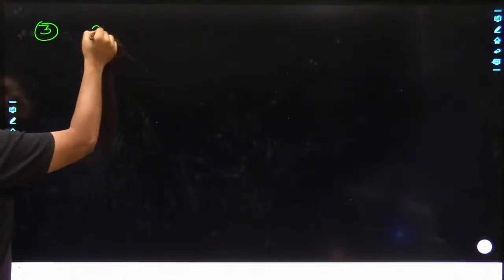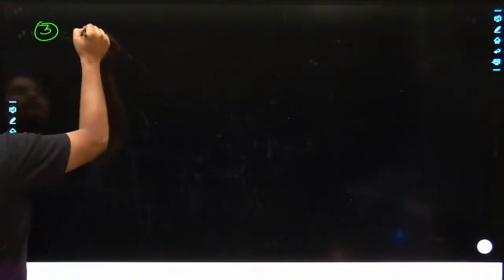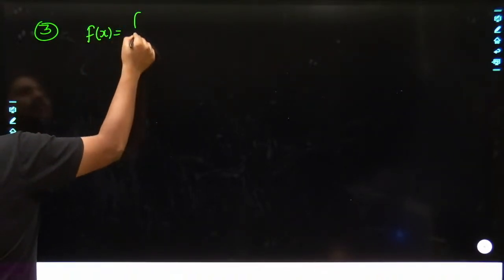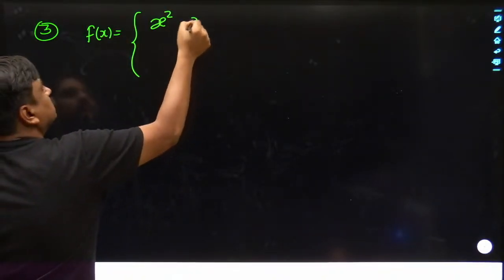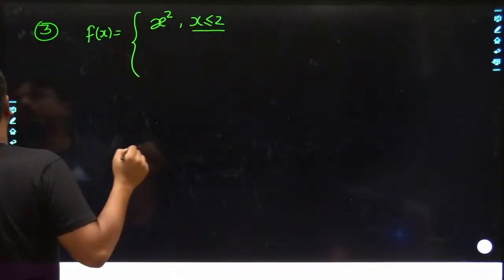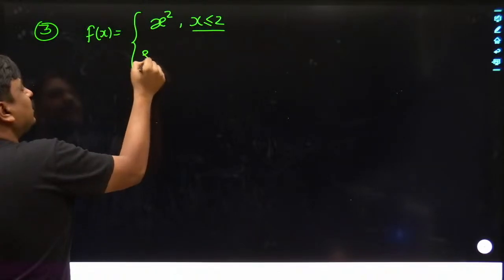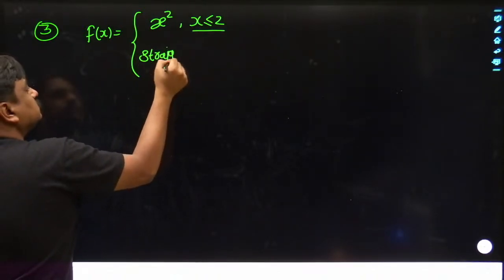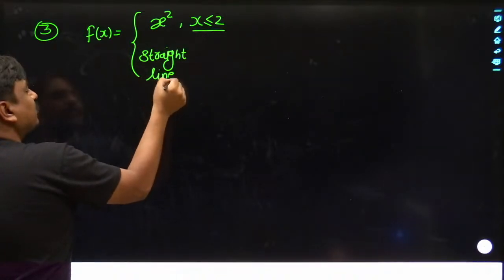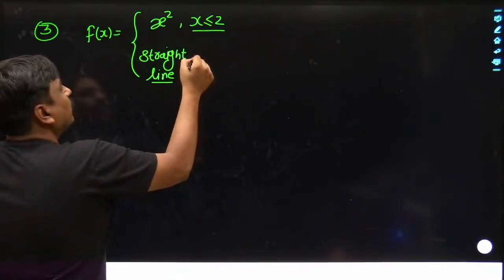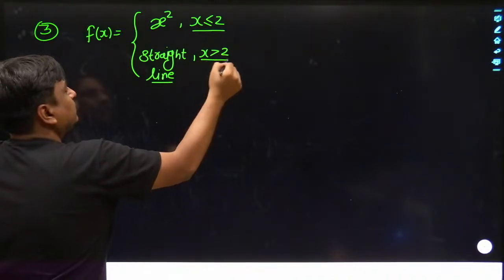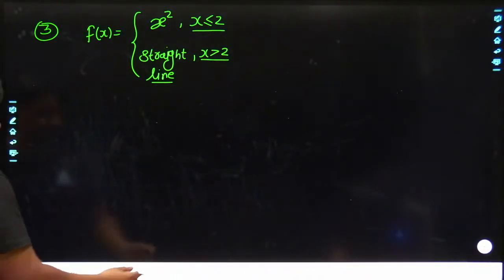In the same sequence, I have designed the next question, which would be the third question of the day. Let's take the function f of x defined as x square for x less than or equal to 2, and defined as a straight line. May I know what is the standard form of a straight line? Let's take mx plus b or mx plus c, whatever choice is yours, for x greater than 2. Find the equation of the straight line.